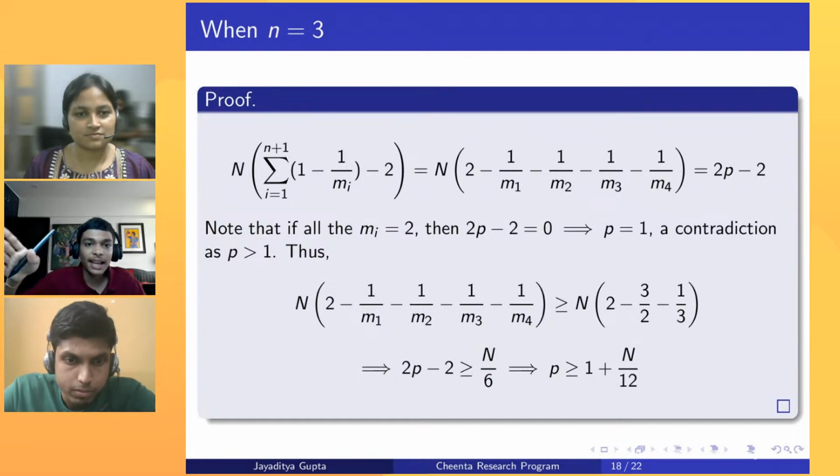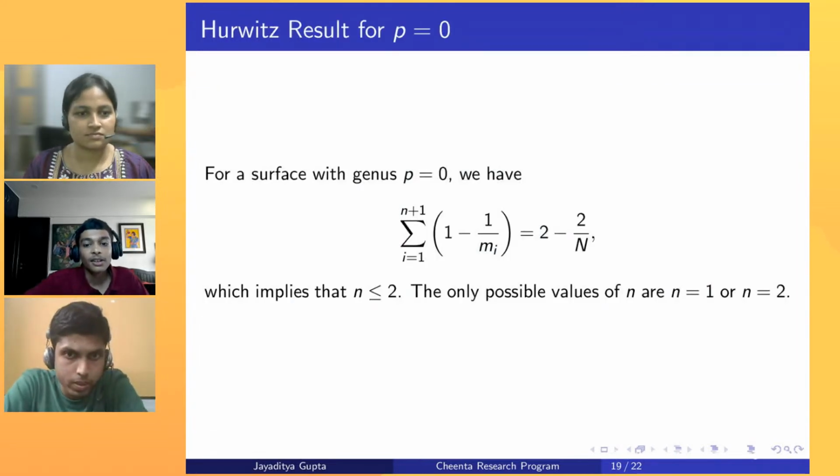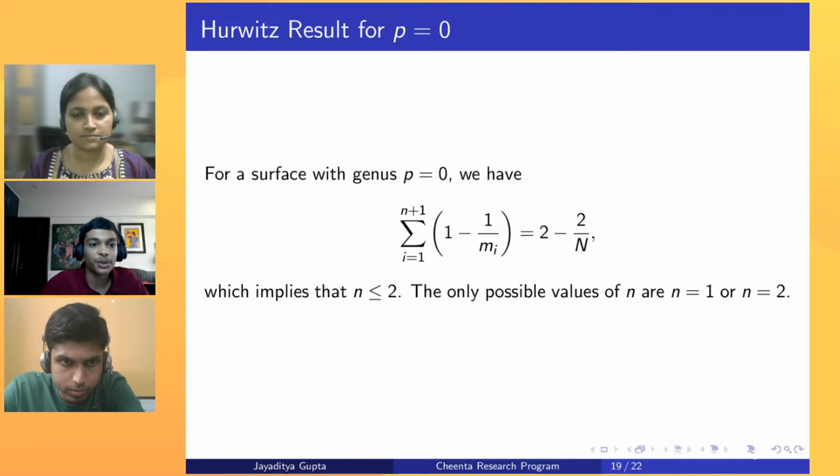The next case is when n is equal to 3. Again, we perform similar substitutions. And here we notice that if all the m_i's are equal to 2, then we would get p equal to 1, which is a contradiction to p being greater than 1. So one of the m_i's must be greater than or equal to 3. Then performing all these substitutions gives us that p should be greater than or equal to 1 plus N by 12. Okay, and the case for n equal to 2 follows similarly. We just perform an analysis for 3 different cases, and we get that p would be greater than or equal to 1 plus N by 84.